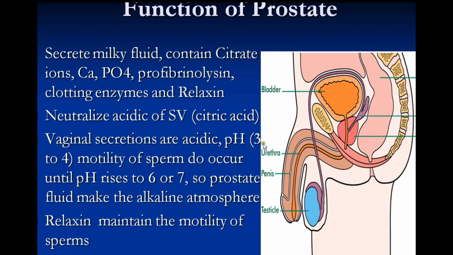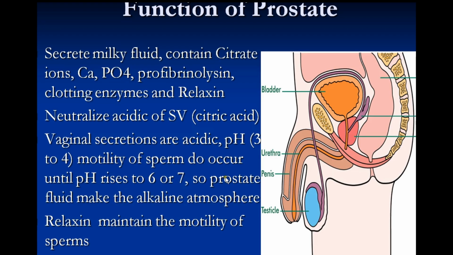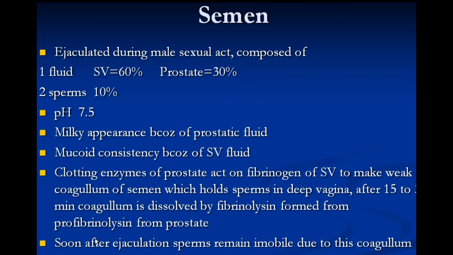Vaginal secretions are acidic. The pH is about 3 to 4. Motility of the sperm occurs only when the pH rises to 6 or 7. So prostatic fluid makes the alkaline atmosphere of the uterus. Relaxin hormone maintains the motility of the sperm.